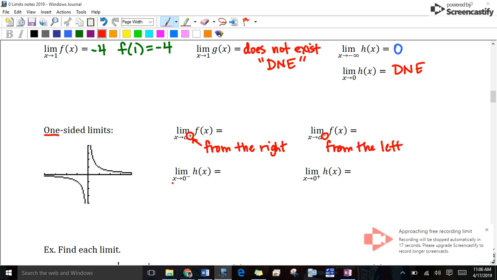So when we say x is approaching 0 negative, it's from the left side, and that would be negative infinity. When x is approaching 0 positive, it's from the right side, and that's approaching positive infinity.